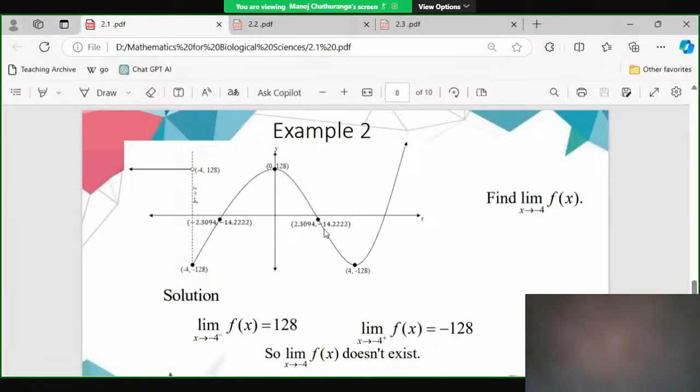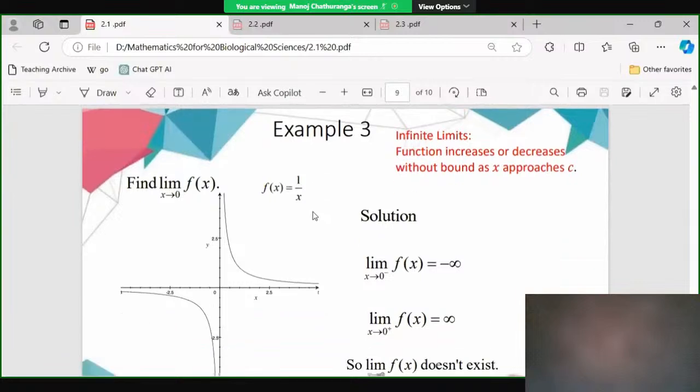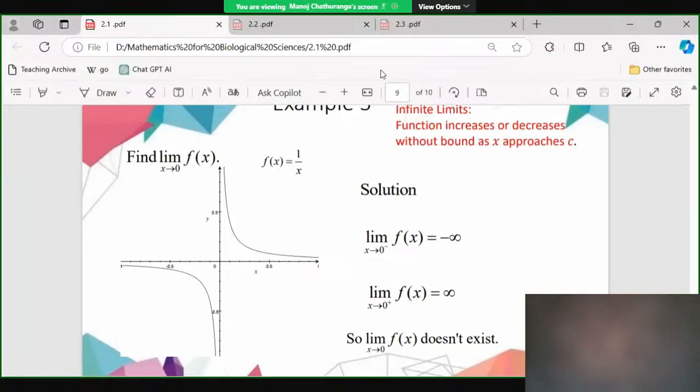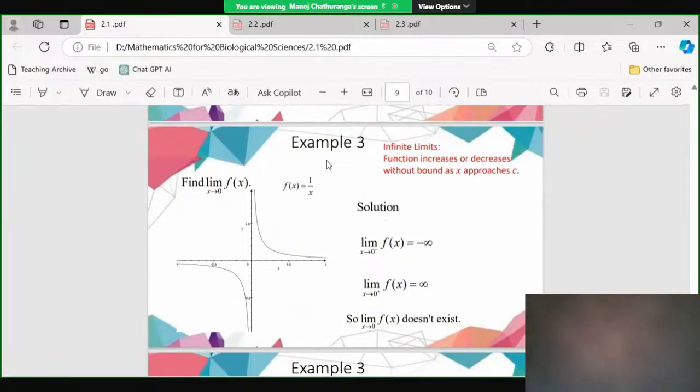So in the second example also, the two-sided limit does not exist at -4. Look at this. This is kind of important. I hope you remember the graph of 1 over x. It is a hyperbola. For positive x values, y values are positive. For negative x values, y values are negative. The function is well defined except at 0, because at 0 you have something like 1 over 0, which is meaningless.